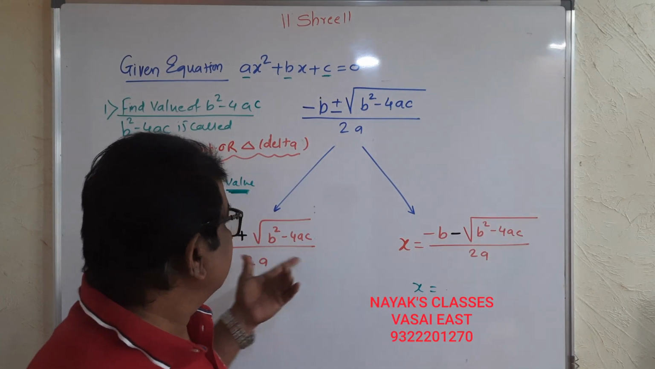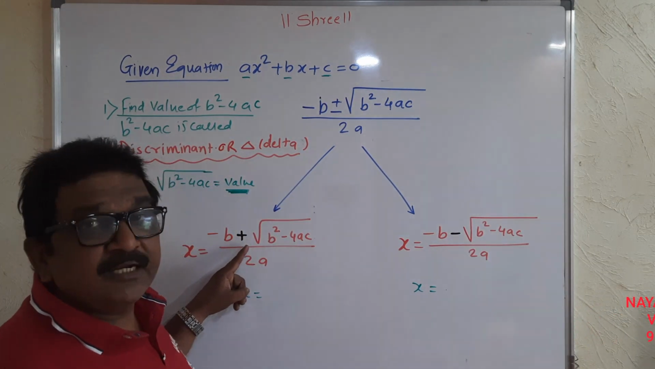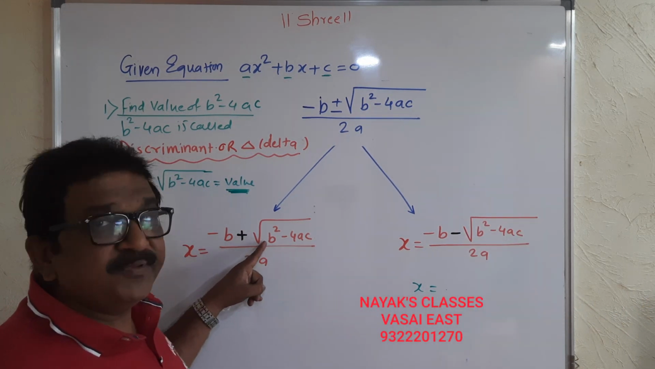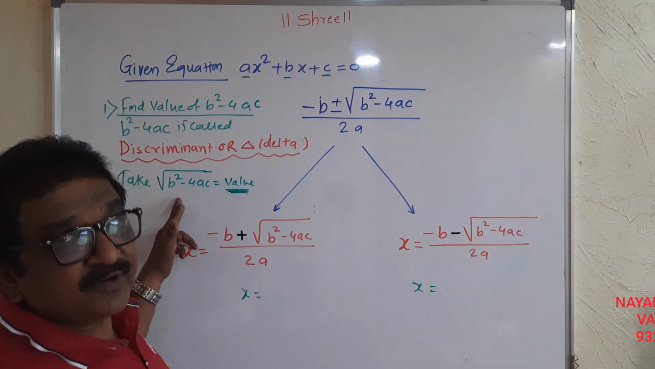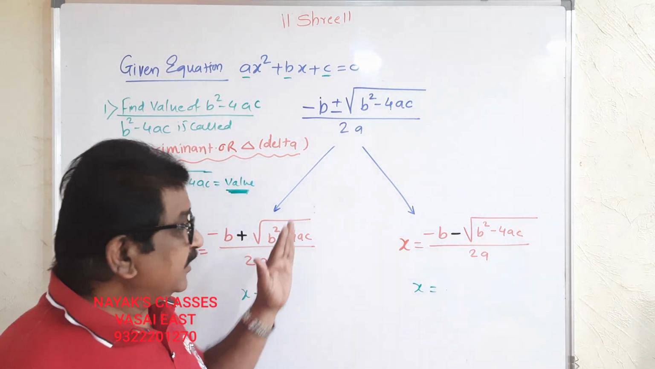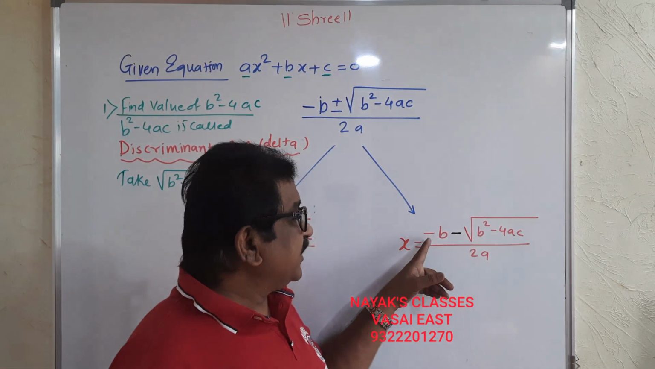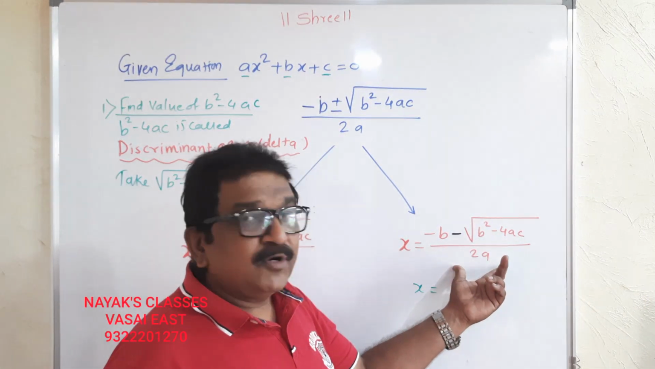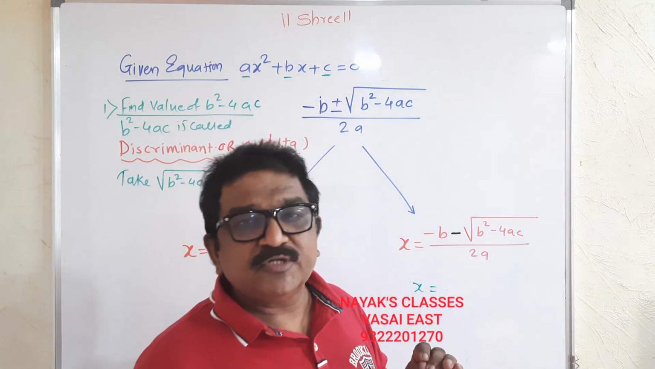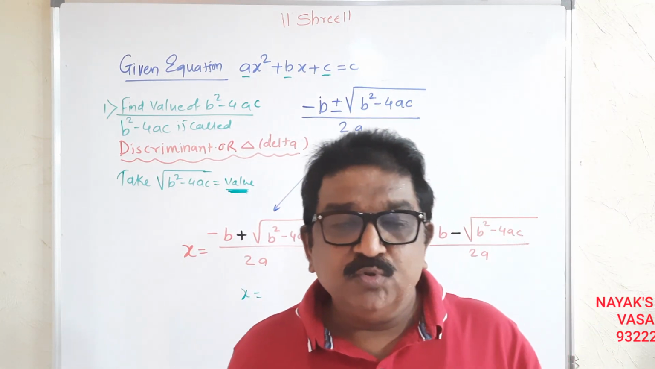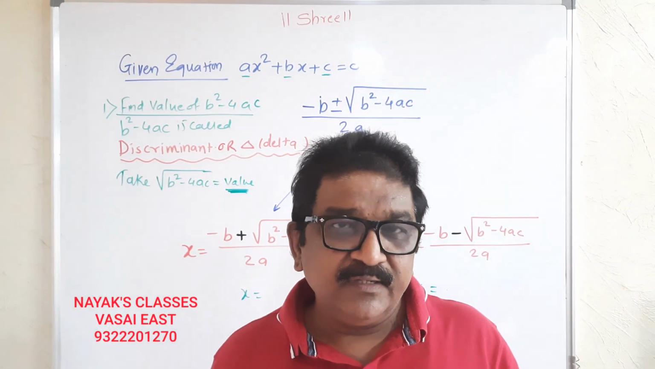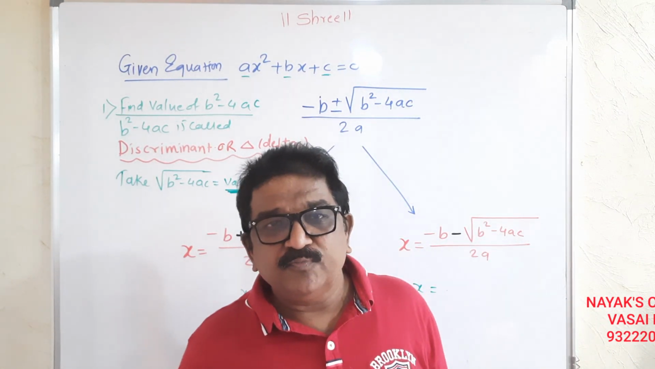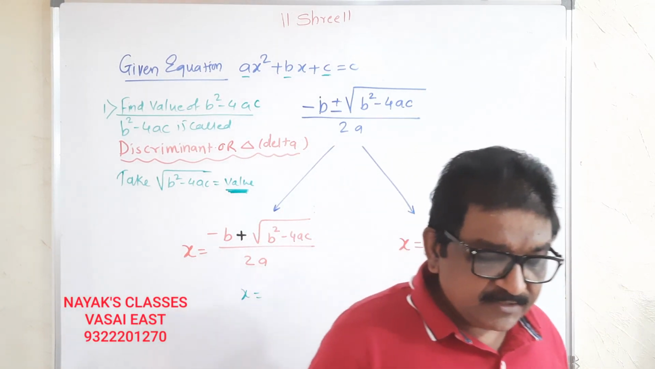The first one is x equals minus b plus under root b square minus 4ac, the value we have found here, upon 2a. And another is x equals minus b minus under root b square minus 4ac upon 2a. There will be two values of x and you will get two roots of that particular equation. So we are starting exercise number 2.4 now. It's very easy.